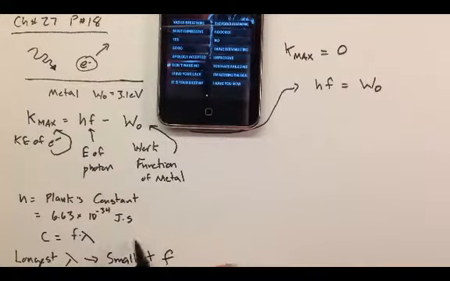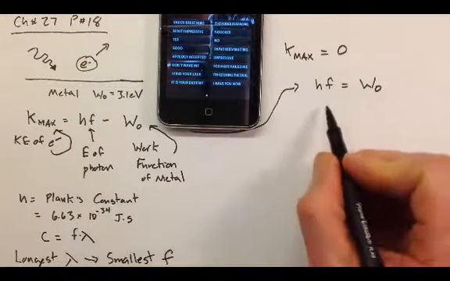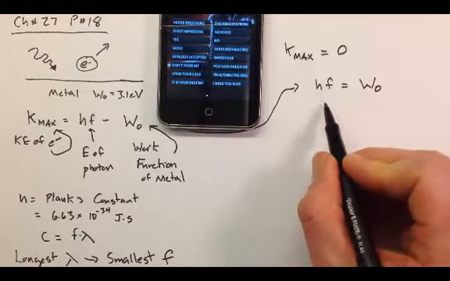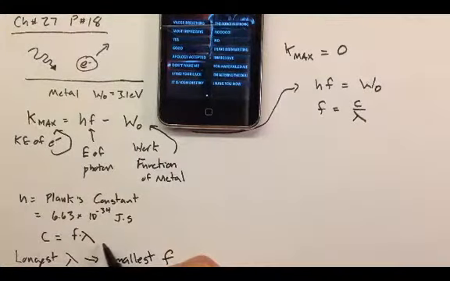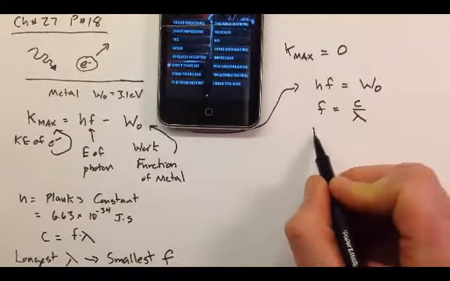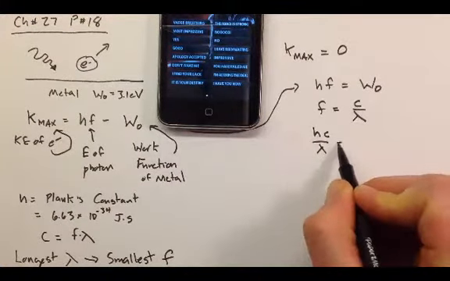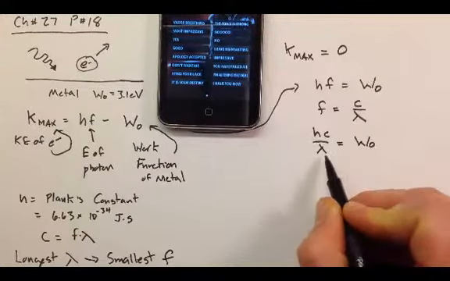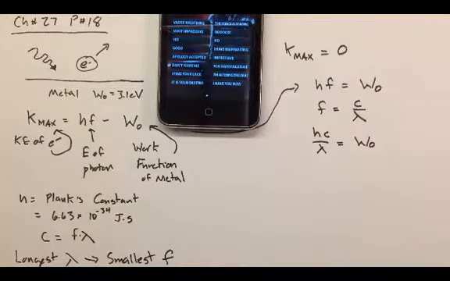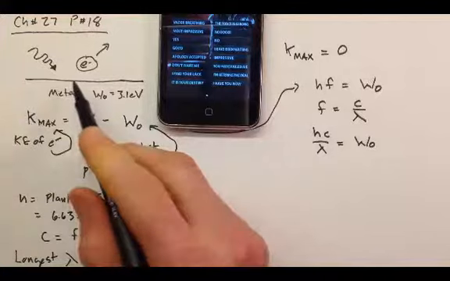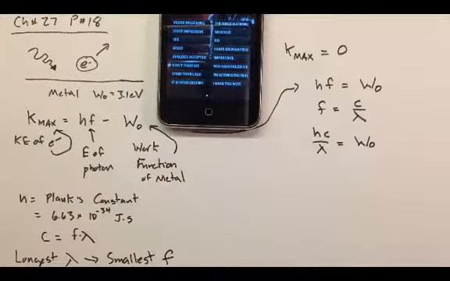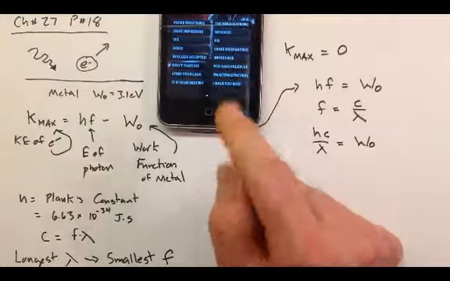Now, if I take this equation and rearrange it, remember that f is equal to c over lambda. So I'm going to get hc over lambda is equal to omega naught, where this lambda represents the longest wavelength, or least energy wavelength, that would still be able to remove this electron. So we are closing in on the solution now.